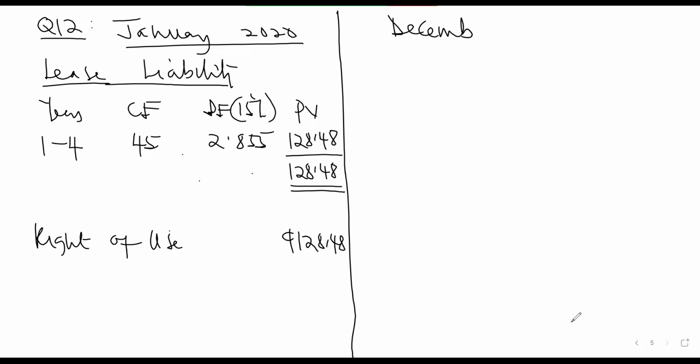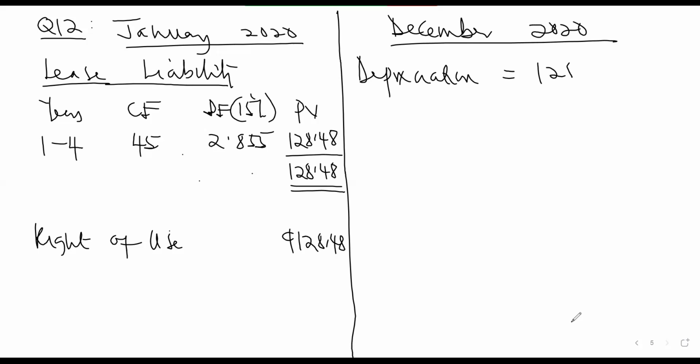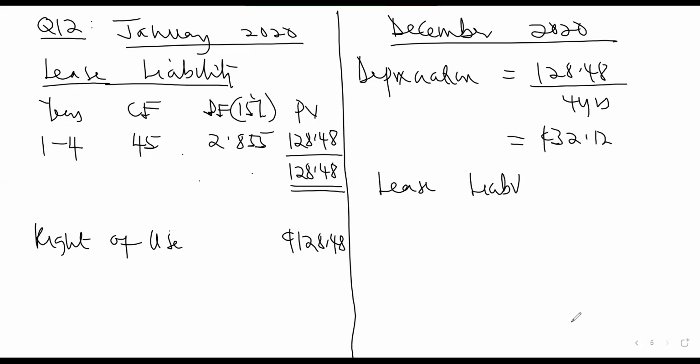At the end of this year, 2020, we are going to be depreciating our right of use, 128.48 divided by 4 years. Is that correct? Yeah, divided by 4 years. So that will give us how much? 32.12. And for our lease liability, we have to calculate finance cost on the lease liability and also know the lease liability at the end of the year.